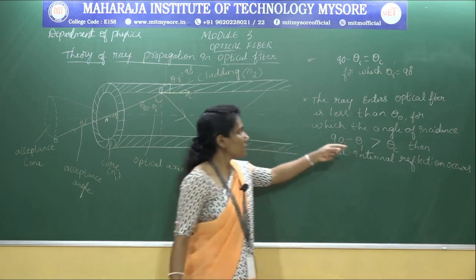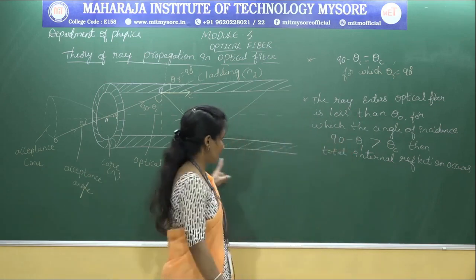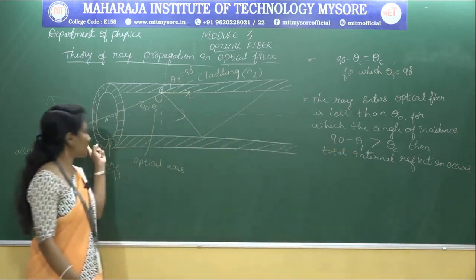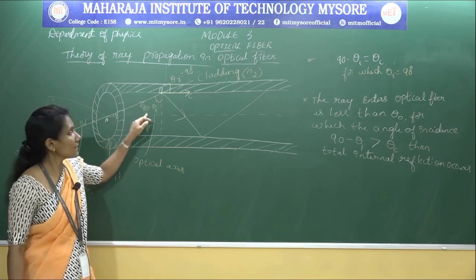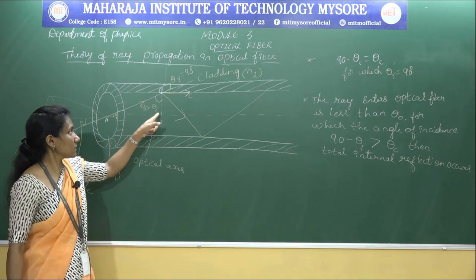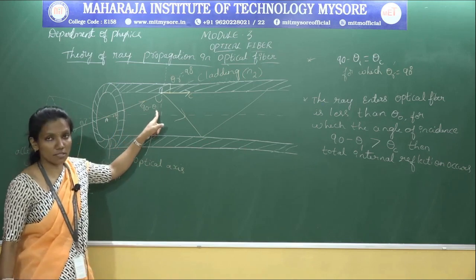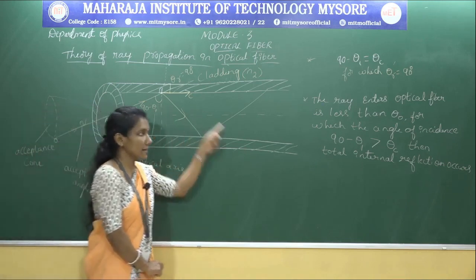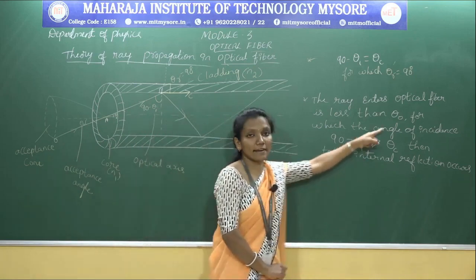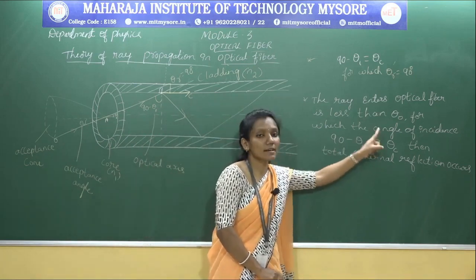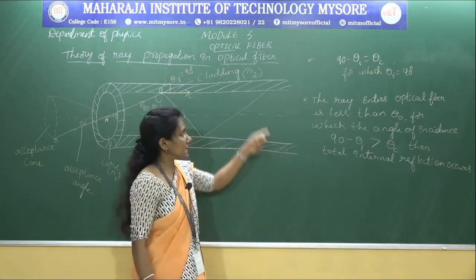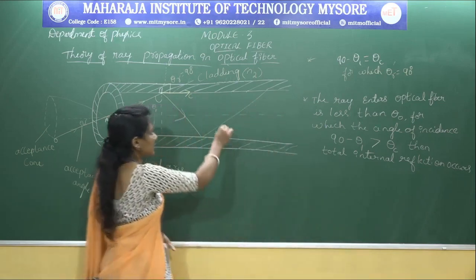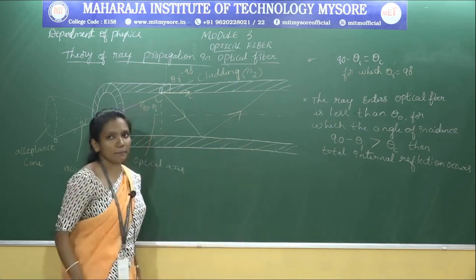So, when theta naught is greater than the angle of incidence, then the total internal reflection takes place, for which the angle of incidence 90 minus theta 1 is greater than the critical angle. Then only the total internal reflection will take place inside the optical fiber.